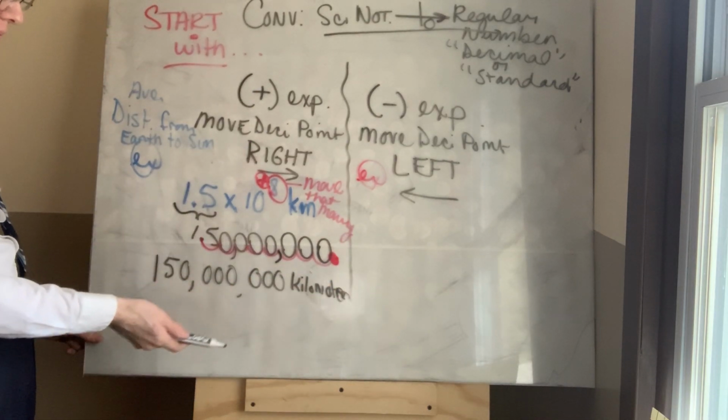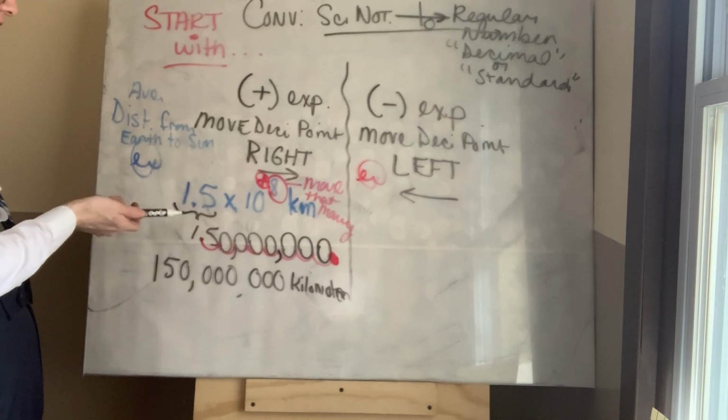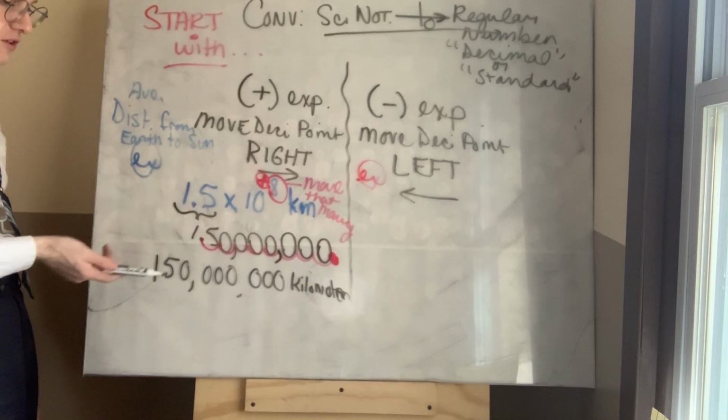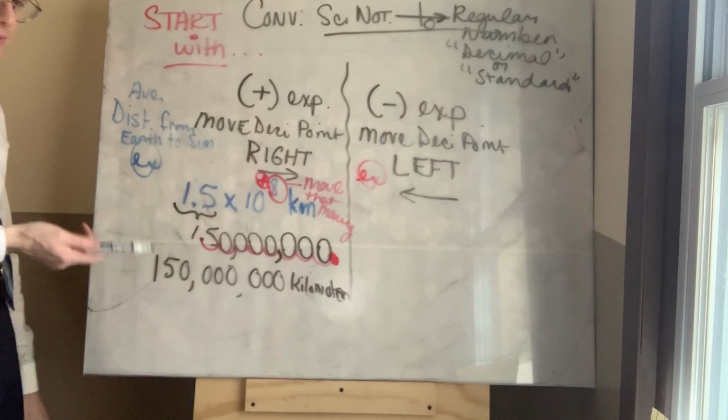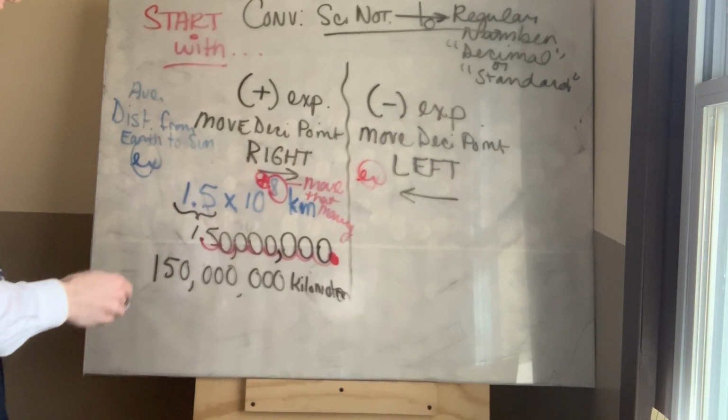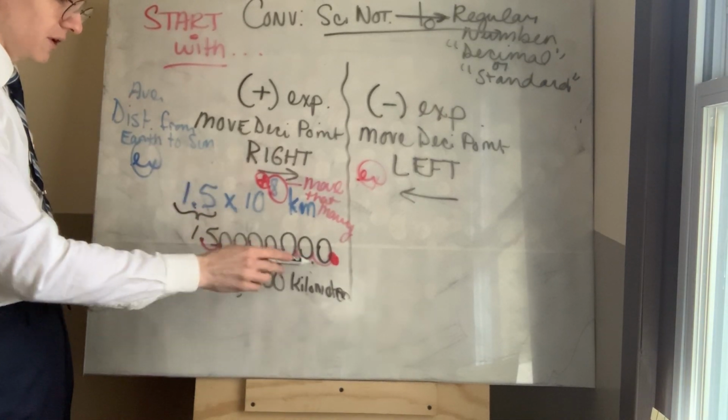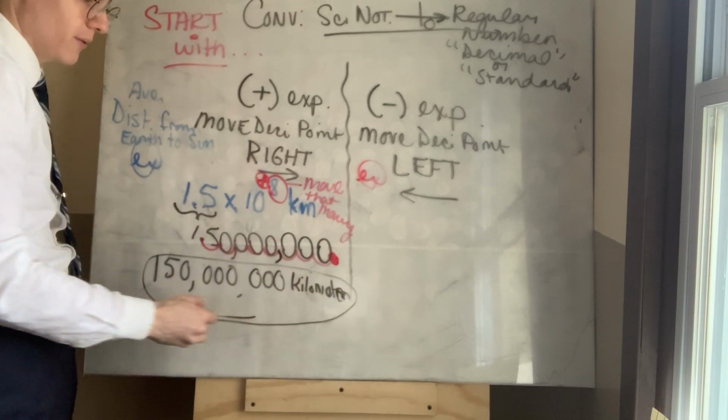Anyhow, what is this quantity? It is 150 million. All right. The average distance from the Earth to the Sun is 150 million kilometers. All right. Just moving 8 decimal spaces produces the regular ordinary number.